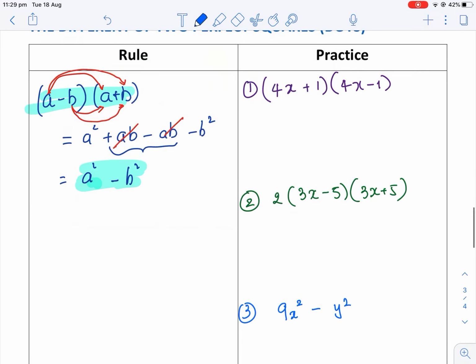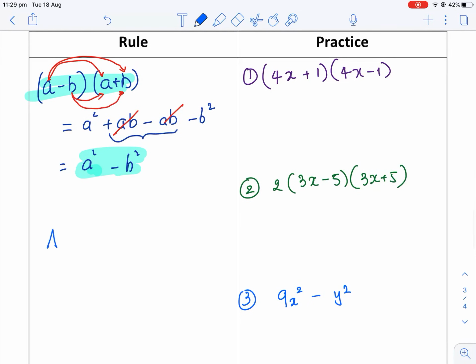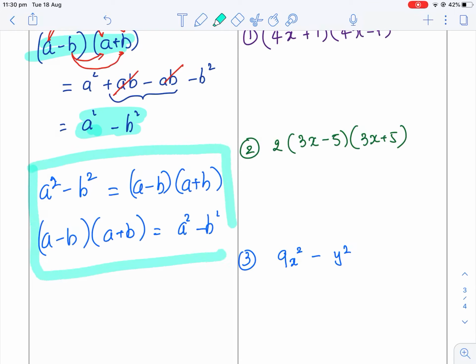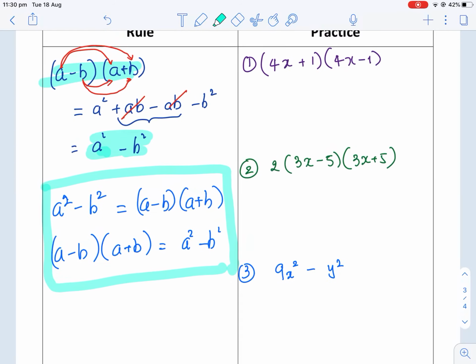So it is written as A squared take away B squared equals A take away B times A plus B. You have to remember this one. Or the other way, A take away B times A plus B equals A squared take away B squared. So frame this one, and these two formulas are exactly just one formula, but you have to remember it. And then we're going to use it to do this question.